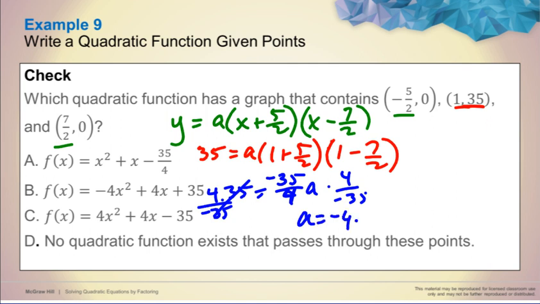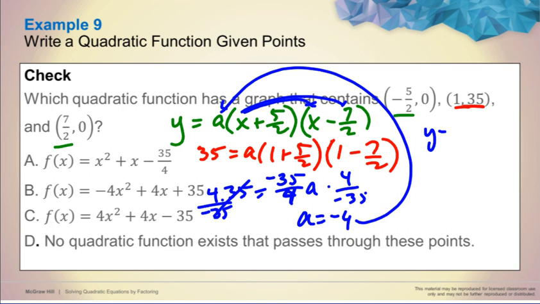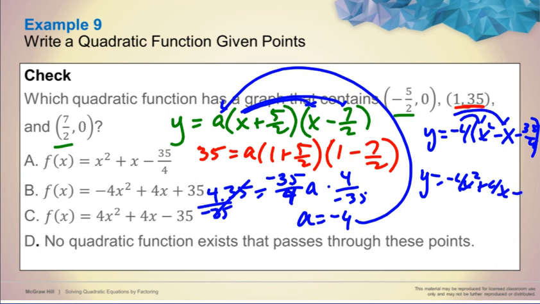So now if I put negative 4 back up here, FOIL this, so this would give me y equals negative 4 times x squared. And then negative 7 halves plus 5 halves will give us negative 2 halves, which is negative 1x. And then 5 halves times negative 7 halves is negative 35 fourths. And if I distribute, that gives me y equals negative 4x squared plus 4x plus 35. The only one that gives me that exact answer would be letter B.